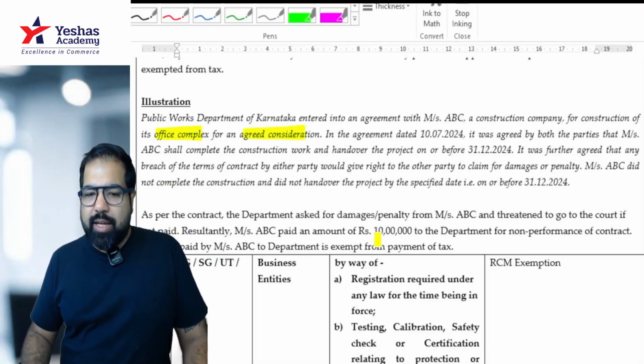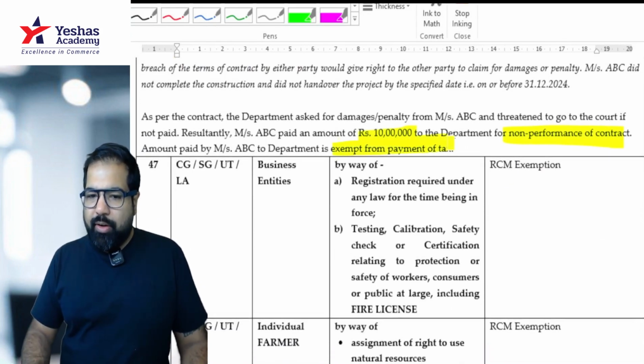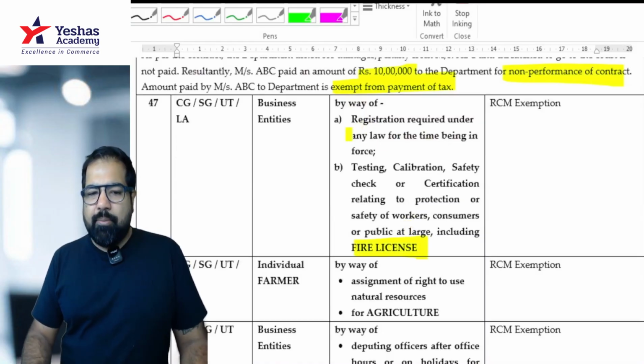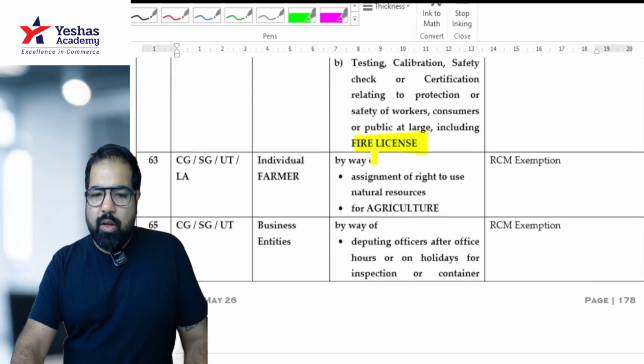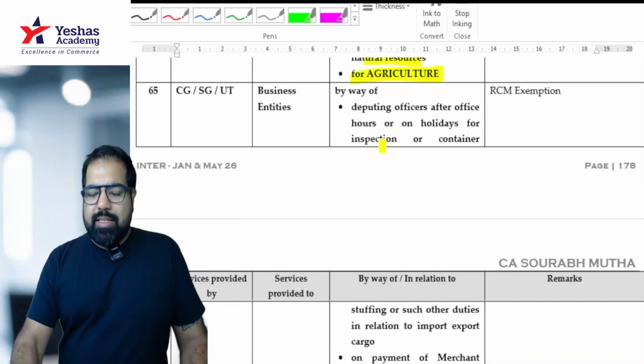Now on these damages, guys, 10 lakh rupees paid to the demand, non-performance of the contract, there is no GST. This one will be completely exempt from payment of tax. Alright. Next, fire testing, any fire license, completely GST is exempt. Right to use for agriculture, natural resources exempt. Yes, this one I have not spoken.